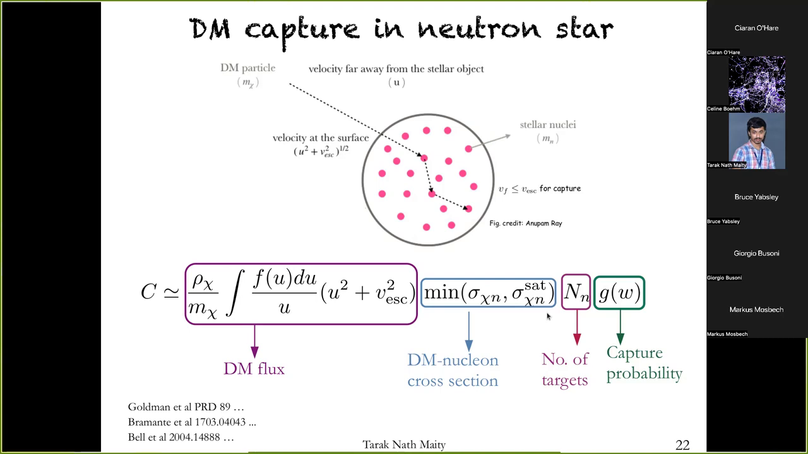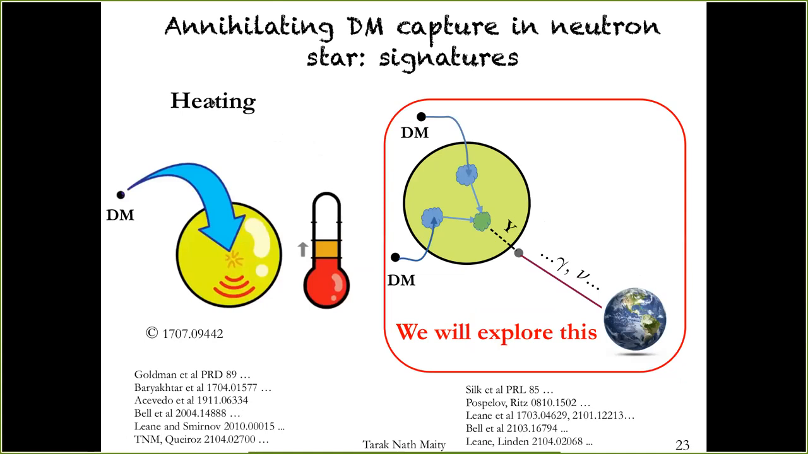Determine whether, after the interaction, the final velocity is less than the escape velocity, which gives the capture rate. There is a large class of signatures that could be available, but for annihilating dark matter, what you could get is a kind of heating signature, which relates to the heating of the object. These people are exploring that.